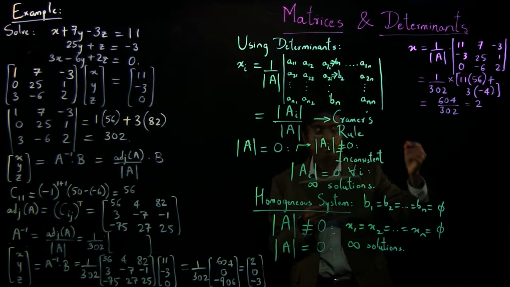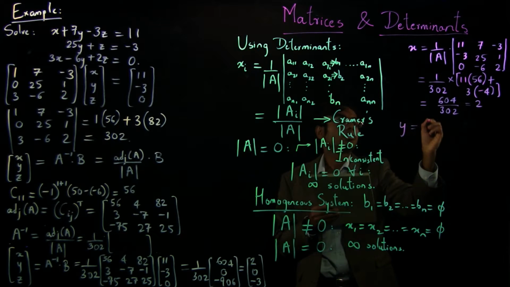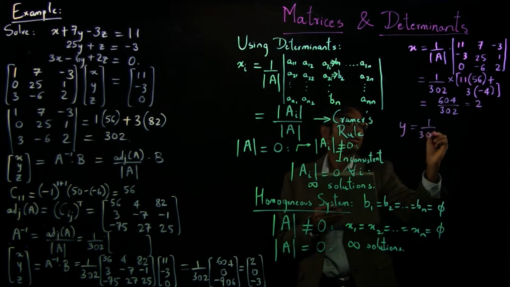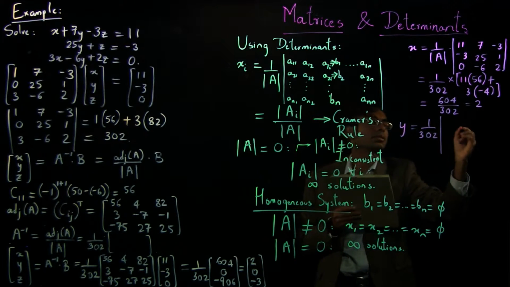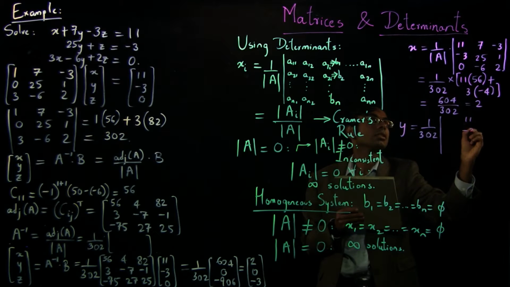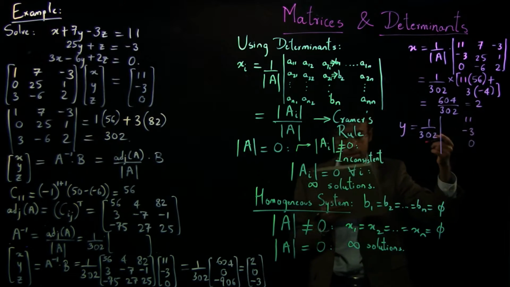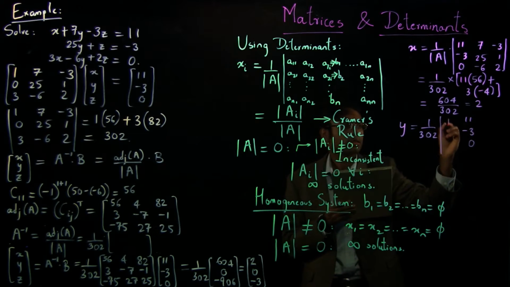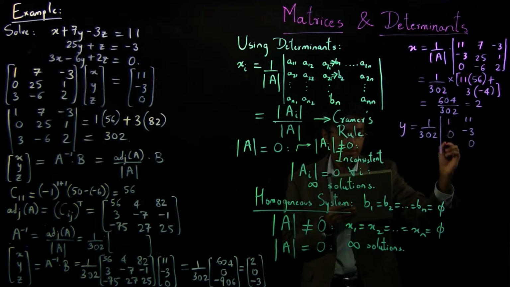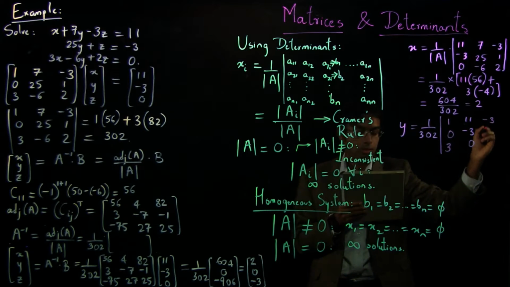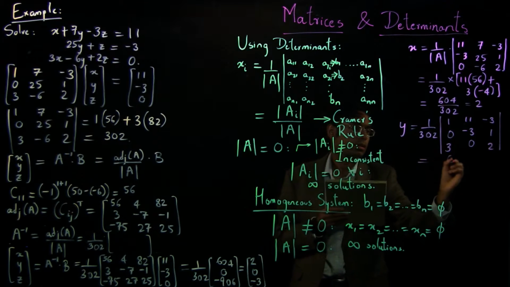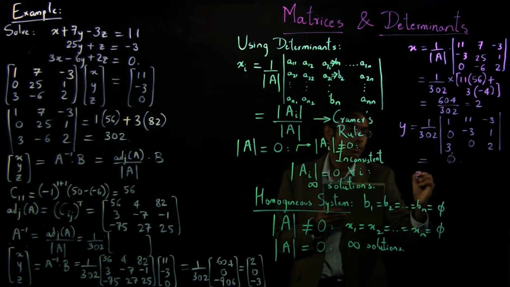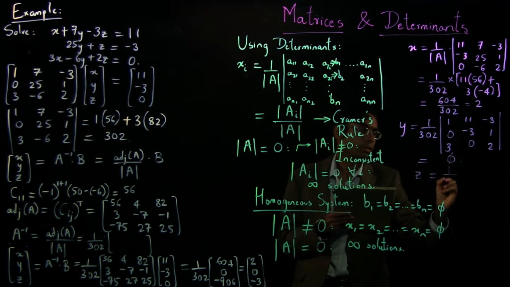And similarly, you can do it for y equals 1 over 302. Now since you're doing it for the second element, the second column needs to be replaced, so let's put that down first. 11, minus 3, 0, and the first and third column of matrix A remain unchanged, and you can show that this is 0, and the last one is 1 over 302.